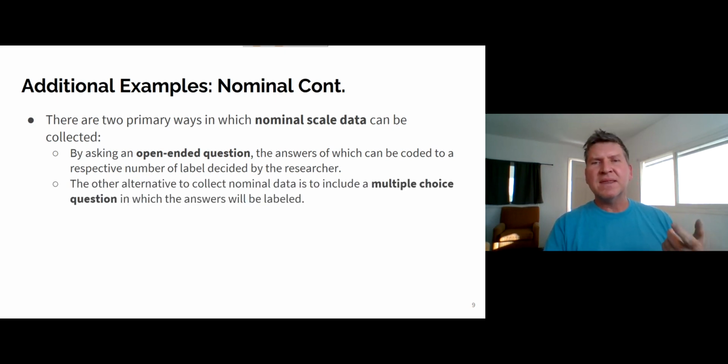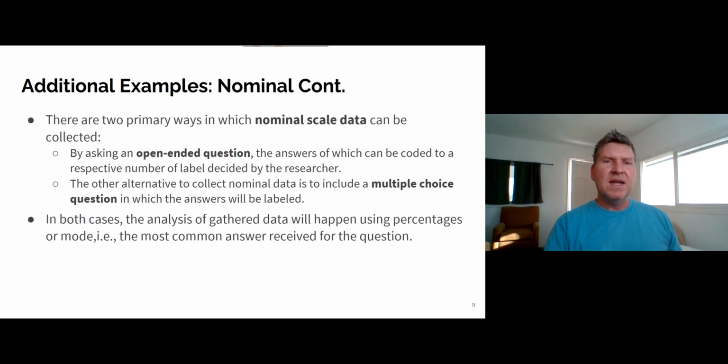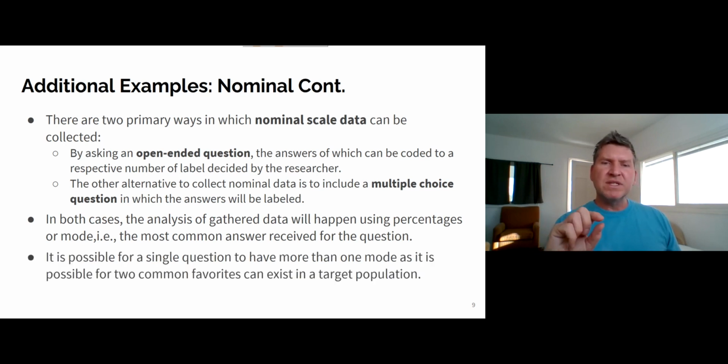The other is to collect the nominal data using multiple choice. I often get this when I delete software, they ask, what reason did you choose to delete the software? And they give me a choice of 5 or 6. In both cases, we can use percentages or we can use the mode, the most often. It is possible for a single question to have more than one mode, just like you can have 2 favorites or 2 items on a list that you like least.